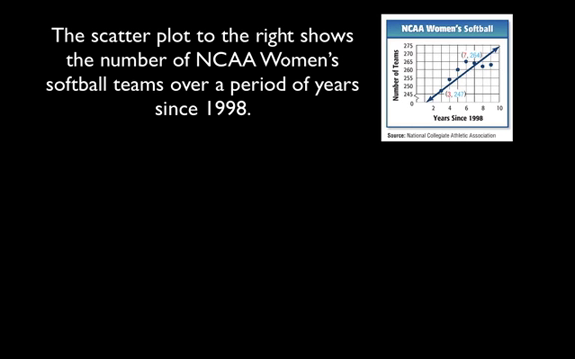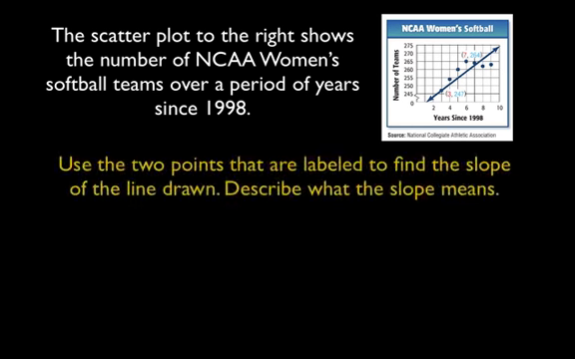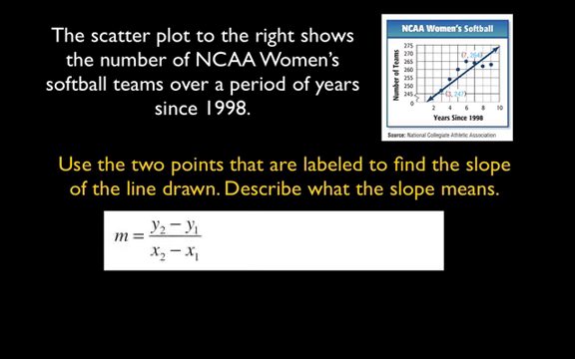The scatter plot to the right shows the number of NCAA women's softball teams over a period of years since 1998. Use the 2 points that are labeled to find the slope of the line drawn and describe what the slope means. Alright, so we have the points 3 and 247, and we have the point 7, 264. So we're going to use that information to do our slope.